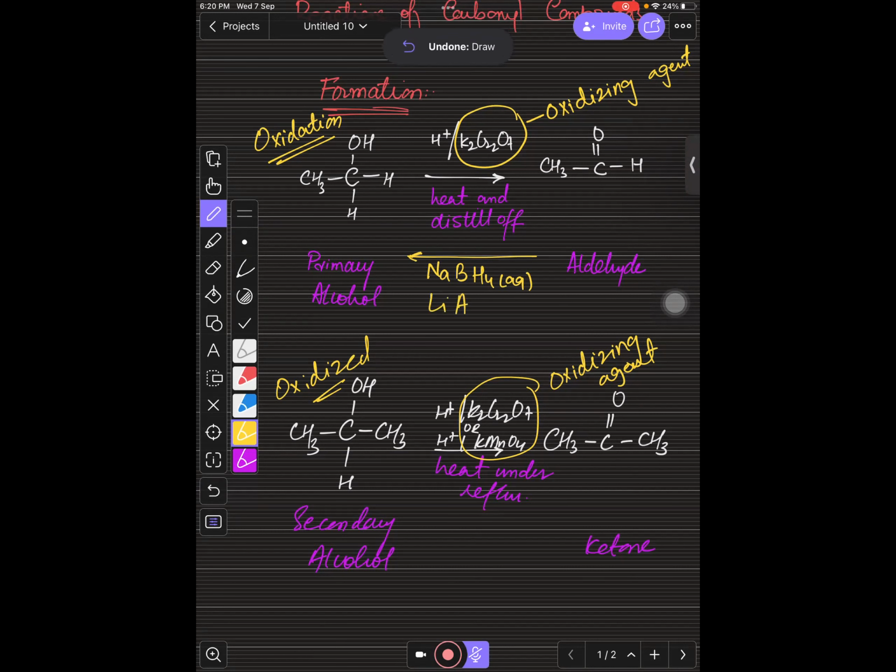Lithium aluminum hydride, but it should be in dry ether. You need to use this in dry ether, and for these two, you need to do heat under reflux. Or you can even use one more.